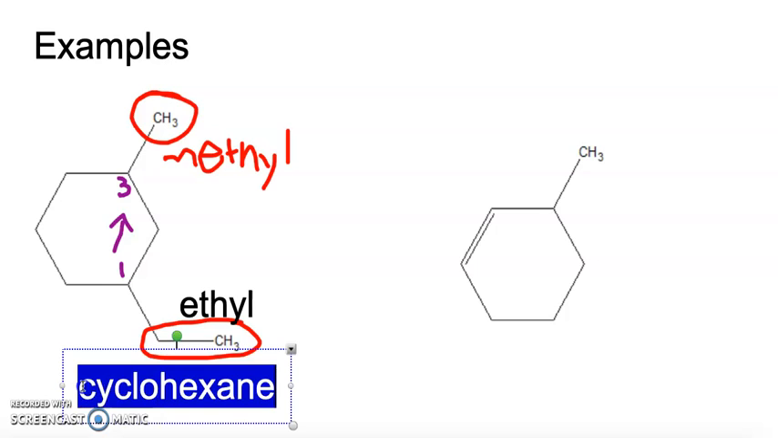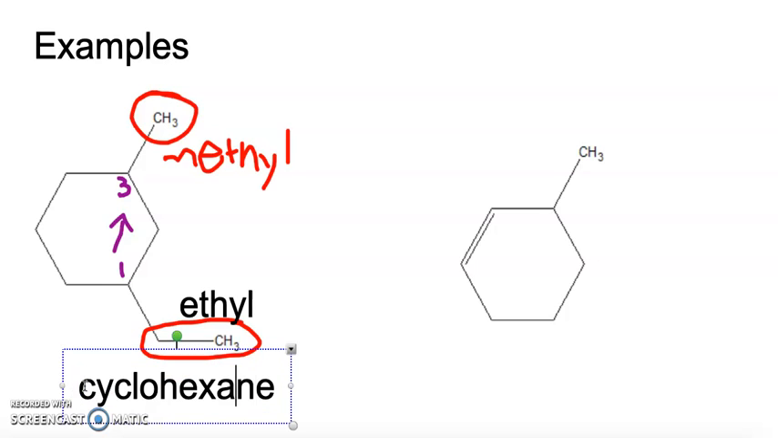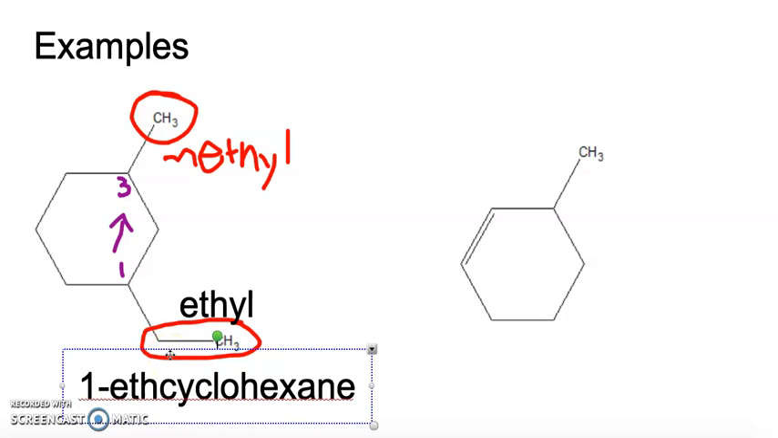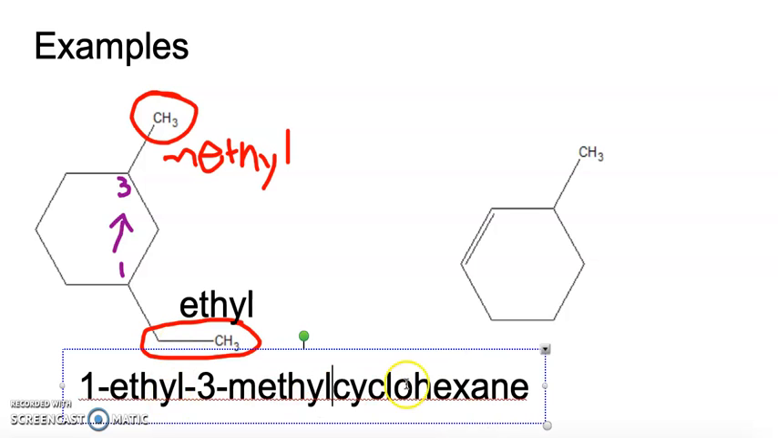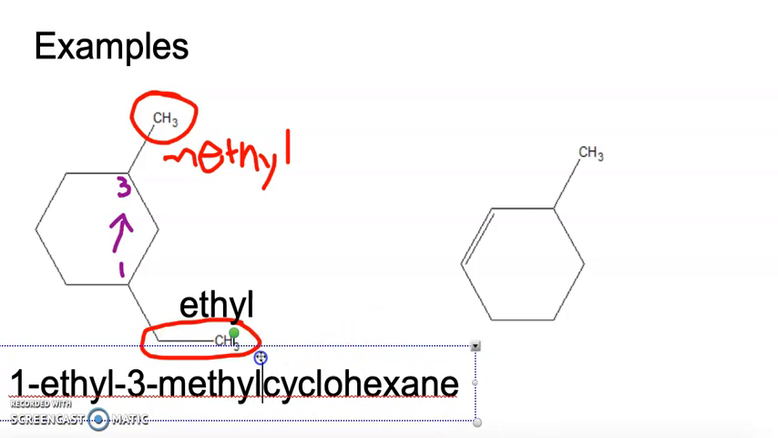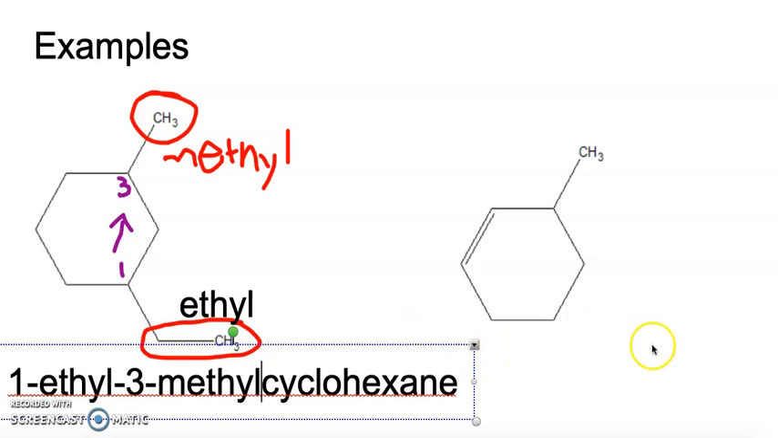So when we go to put it all together in the name, we go alphabetical. So we're going to have 1-ethyl-3-methyl. Then we're going to have that cyclohexane, okay?